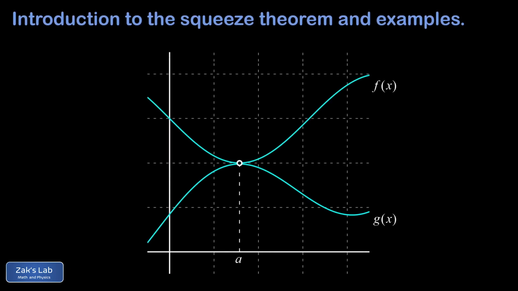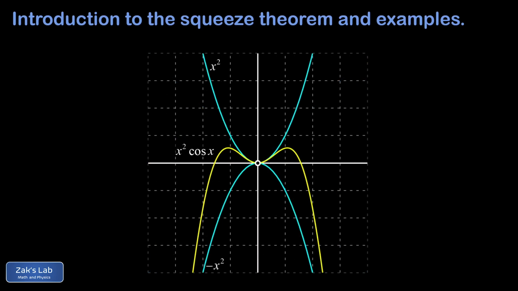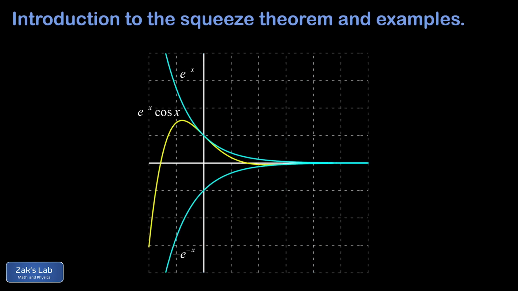In this video, we give a quick introduction to the squeeze theorem and the geometric intuition behind the squeeze theorem. Then we cover several examples of how to apply the squeeze theorem. As part of our examples, we'll also introduce the idea of an envelope that modulates a sinusoidal function. And this is just another way of talking about the functions that are doing the squeezing.